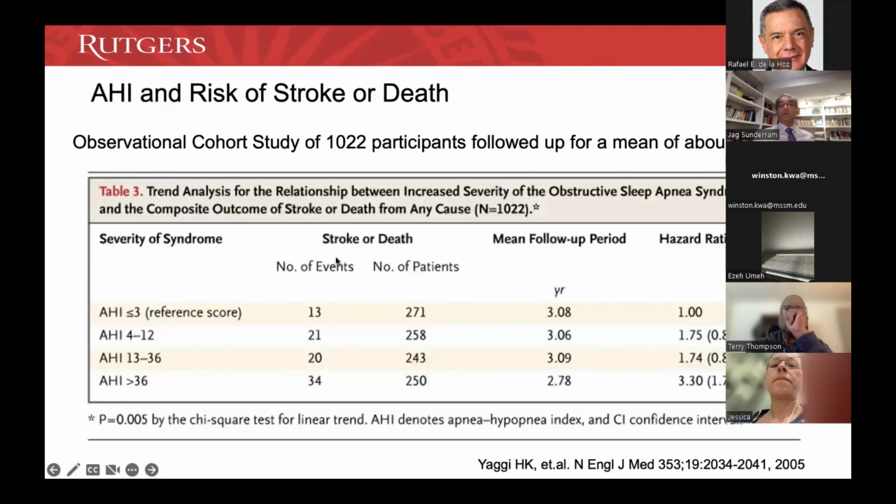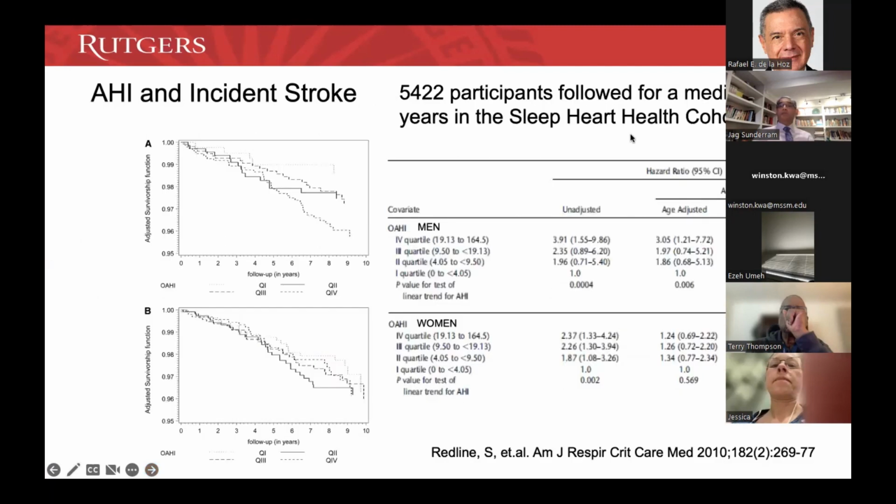And finally, the data on strokes. The data on strokes is more significant in that, again, in the highest quartile of AHI, there was a hazard ratio of almost threefold increased risk for development of strokes. This was from a single center at Yale of about 1,000 participants in a 3-year follow-up. And again, this was from Sleep Heart Health, over 5,000 participants, a median follow-up of about 8 or 9 years, showing that in the highest quartile of AHI, there was a higher risk for death from strokes. And so, again, this data was true for men, but not true in women. So there is a gender difference in the risk as well if you just looked at AHI and CHF and stroke.